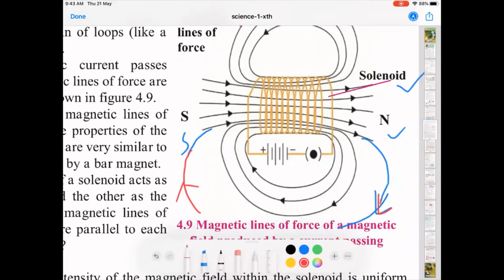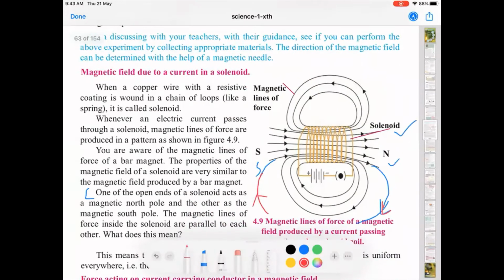Another point you have to remember is that whenever you draw these magnetic lines of force, as they go away, the distance should increase.